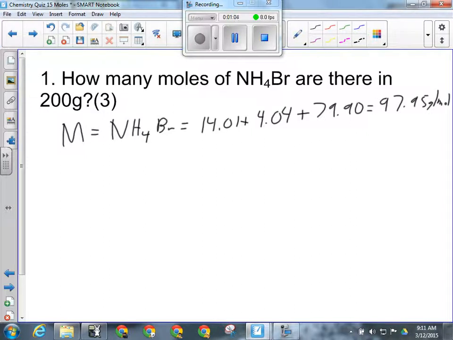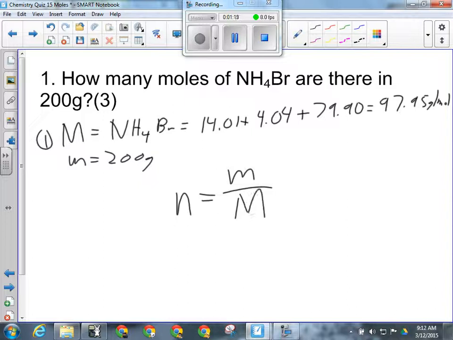They told us the mass was 200 grams. So there's our first mark. Now, if I want to calculate the number of moles, I don't really have to do any manipulating, because the formula is already set up to calculate number of moles. All I have to do is plug in my numbers. Big M they told us was 200 grams. We calculated the molar mass, 97.95 grams per mole. You can give them a mark if they've got something that looks like that.